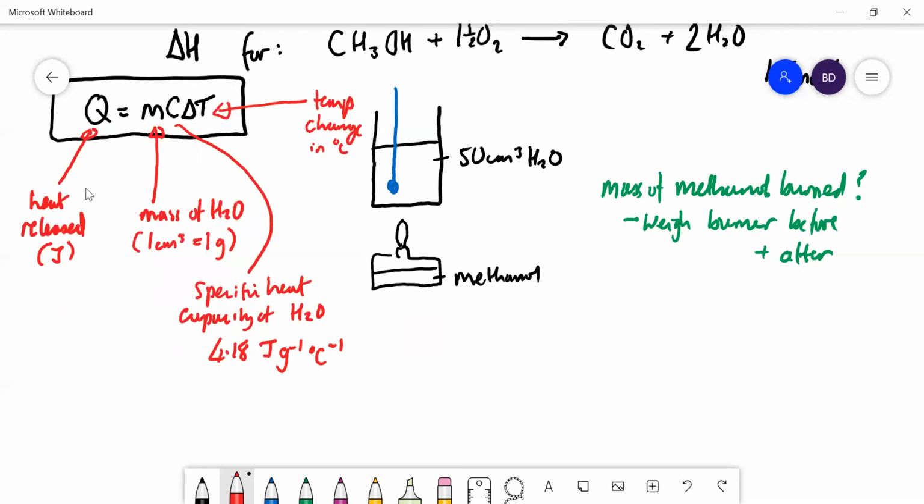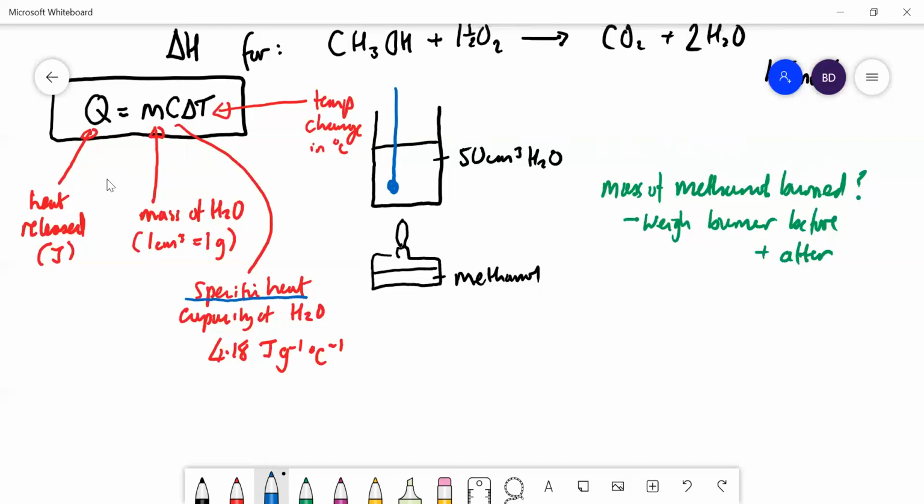So now let's just think, what is the specific heat capacity? Well, it's the energy required to increase the temperature of 1 gram of water by 1 degree C. That's what the specific heat capacity of water is.